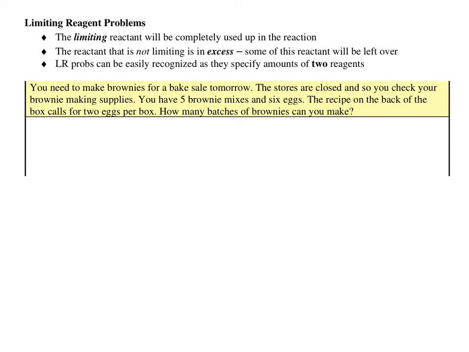Suppose you needed to make brownies for a bake sale tomorrow. You go to your cupboard and you see that you have 5 brownie mixes, and in your refrigerator you have 6 eggs. The recipe on the back of the box says you need 2 eggs for every box, and that makes 1 batch of brownies. So the question is, 5 brownie mixes, 6 eggs, how many batches can you make?